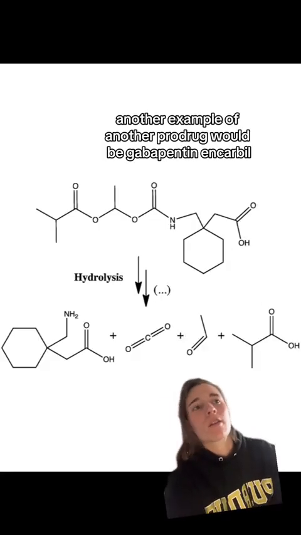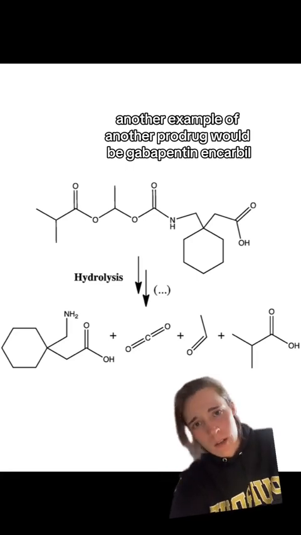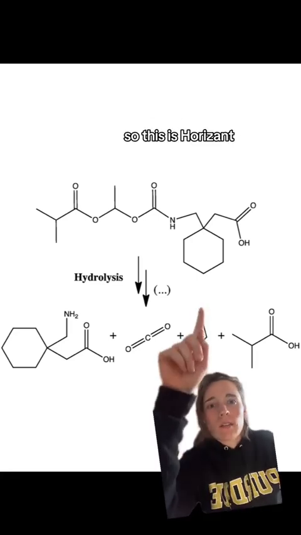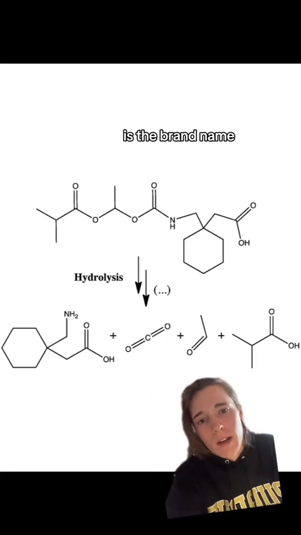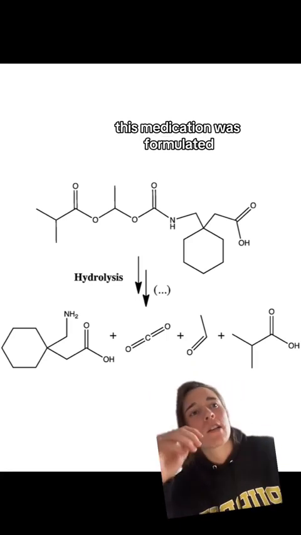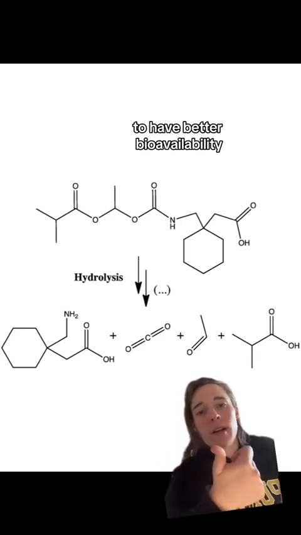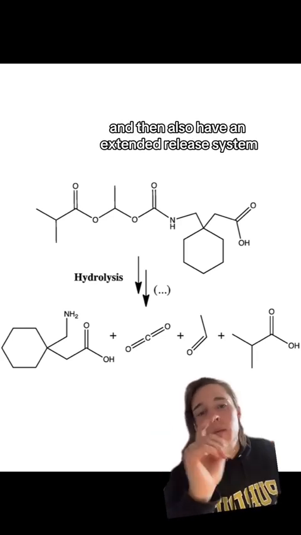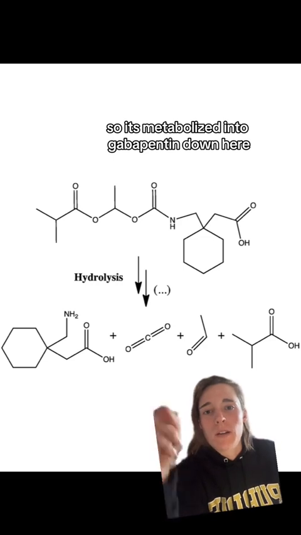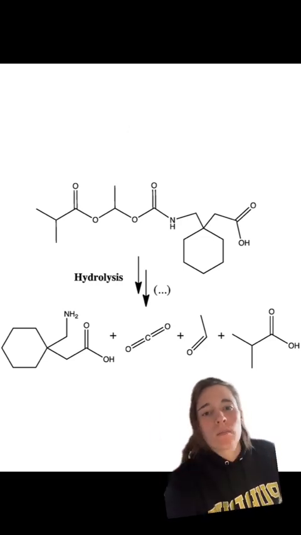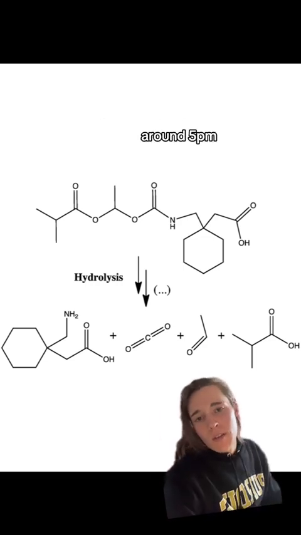Another example of a prodrug would be gabapentin enacarbil. That's what the structure is. So this is Horizant, is the brand name. It's for restless legs and postherpetic neuralgia. This medication was formulated to have better bioavailability and then also have an extended release system. So it's metabolized into gabapentin down here, and then some byproducts. It's usually administered in the afternoon around 5 p.m.